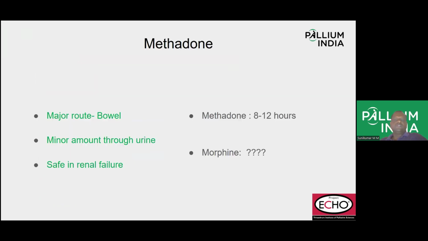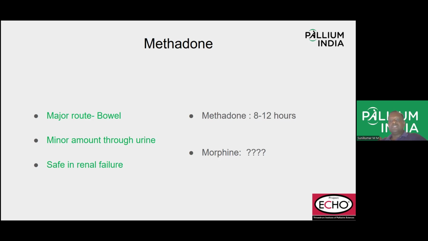Okay. Now how is methadone excreted from the body? The major route of excretion is through the bowel, so it is supposed to be safe in renal failure. But morphine is excreted through the kidney, so it will accumulate in case of renal failure. So methadone is a safe medication in patients who have renal failure.